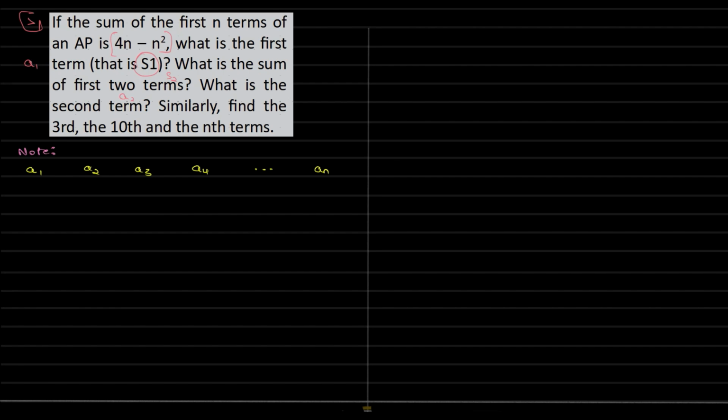Okay. So basically, first thing is, let us understand what S1, S2, S3 are again. I know you have seen it, but let me explain it again. S1 is the sum of the first term, which is just the first term itself. S2 is the sum of the first two terms, A1 plus A2. Then S3 is the sum of the first three terms. S4 is the sum of the first four terms. And Sn is the sum of the first n terms.